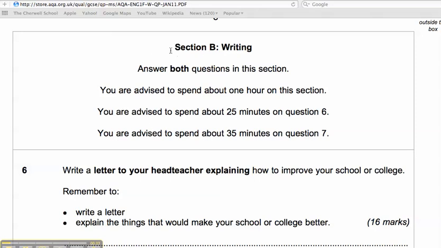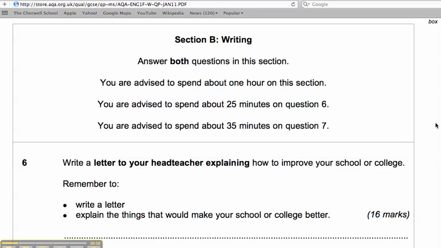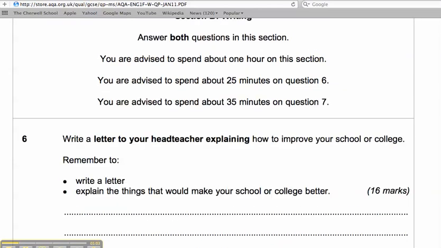So a couple of things to think about. Section B writing, you answer both questions. You don't get any choice in what you answer. You're advised to spend an hour on the section, but it's 25 minutes for question 6 and 35 minutes for question 7, so obviously question 6 is shorter. It's important that you get that right, because there's fewer marks available for question 6. If you do that the other way round, it's going to be difficult for you to get the full amount of marks available. Don't write too much for question 6, basically.